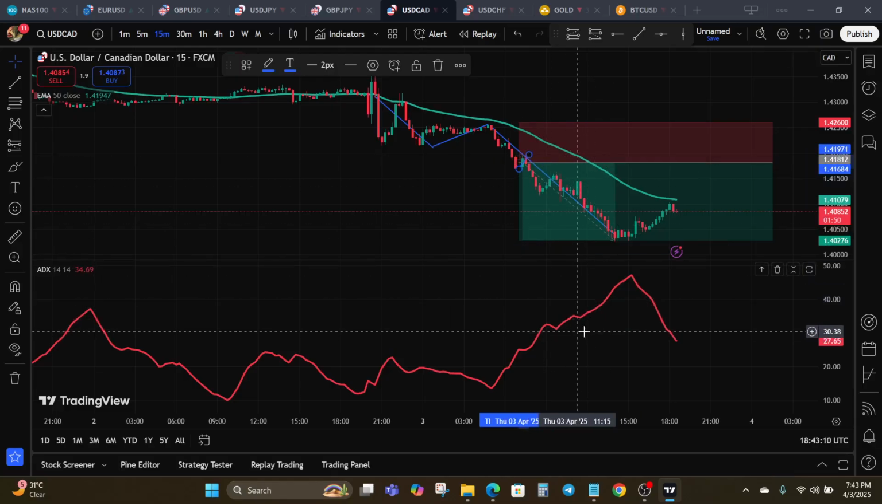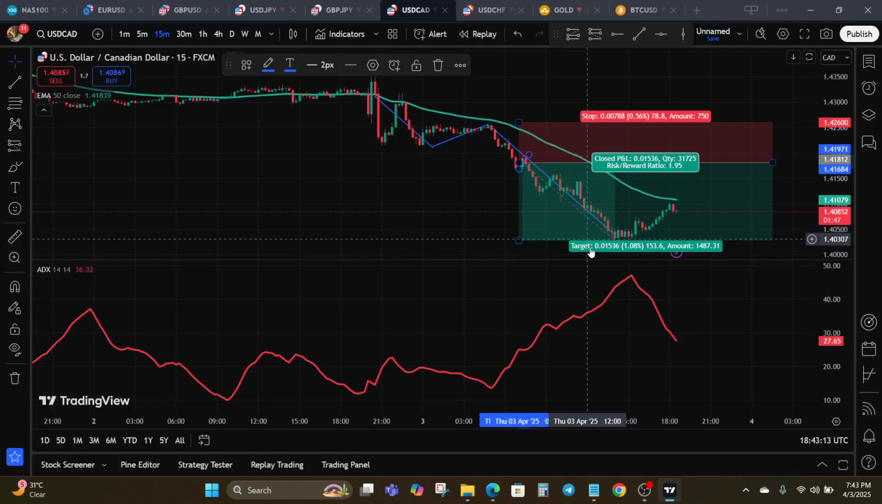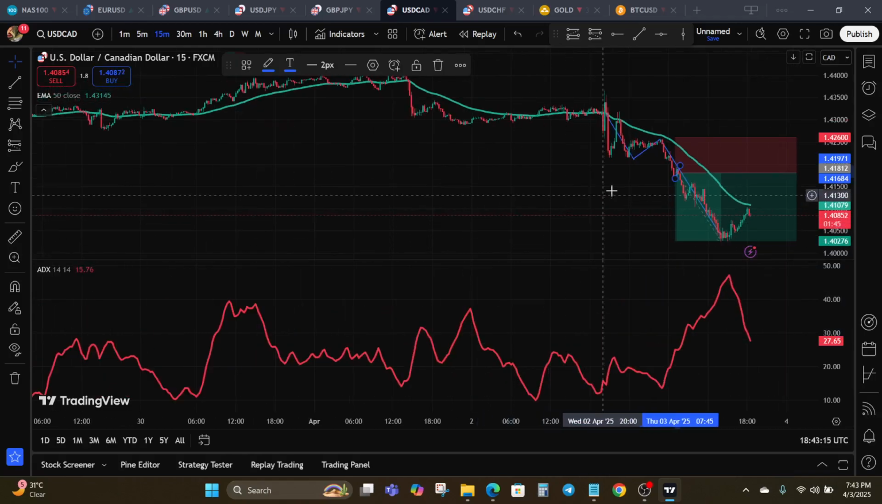If the ADX remains above 25, it confirms that the trend is strong. It's still strong. So this is our entry trigger. Then for your stop loss and take profit, risk management is key. Here's how to protect your trade.